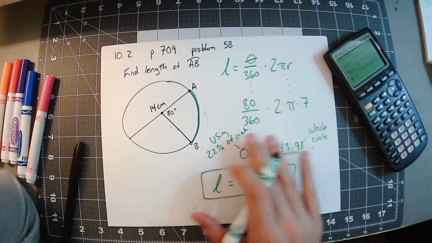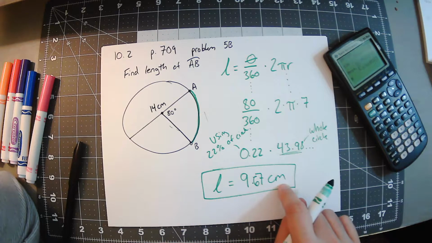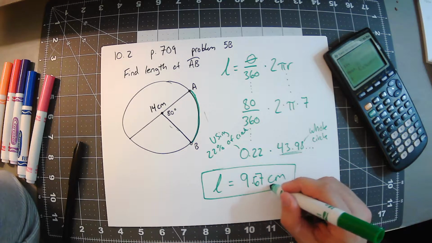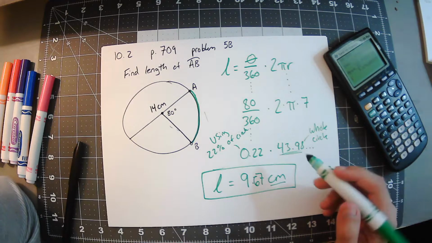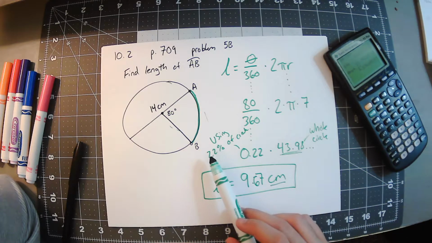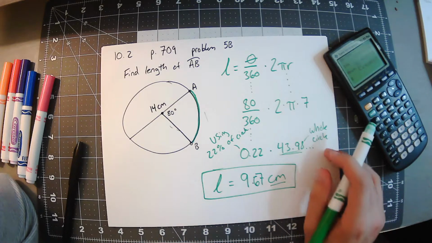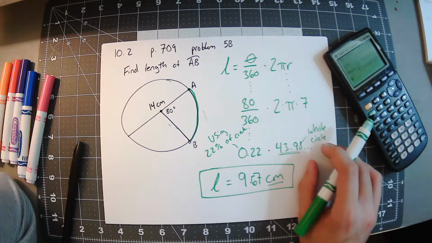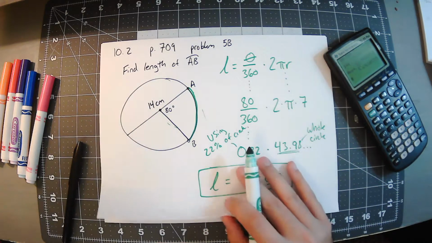And then so when we put those two together, we can get our final answer. Make sure you put the units. That's very important. Don't forget those. 9.67 centimeters long. All right, on to the next one.